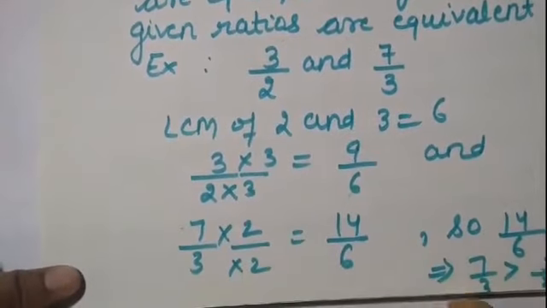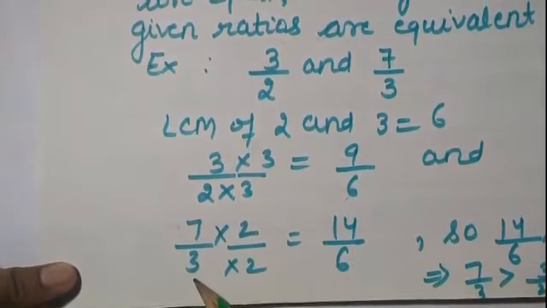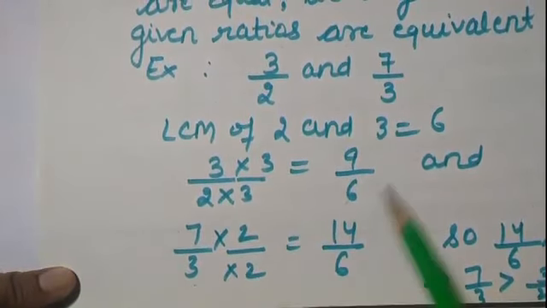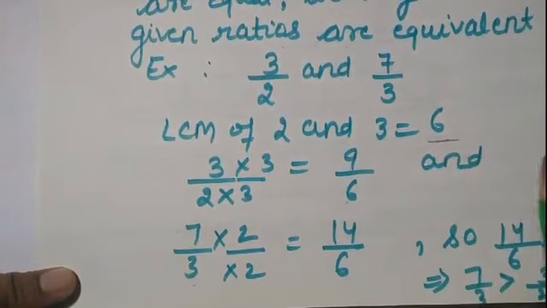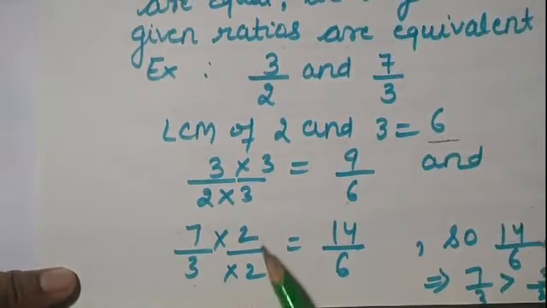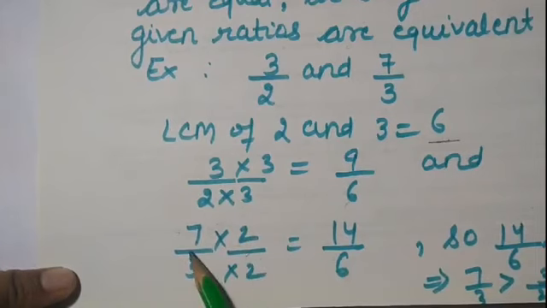The same you have to do for the second fraction. We are given 7 by 3. I have to make its denominator equal to the LCM. So you have to think of a number such that when it is multiplied with the numerator and denominator, we get the denominator 6. That number is 2. I will multiply the numerator and denominator of the fraction by 2 to get the denominator 6. So I will get 14 by 6.